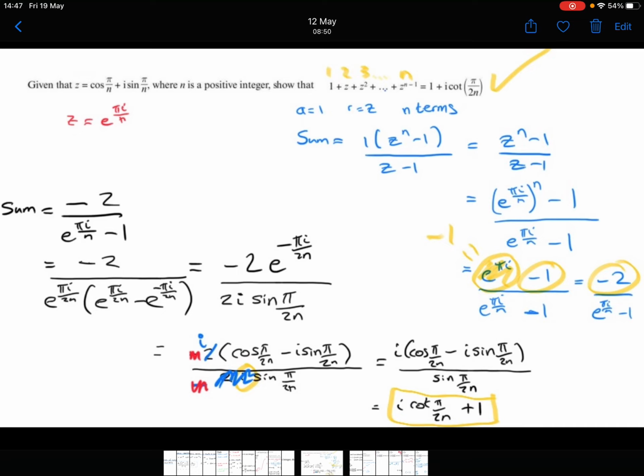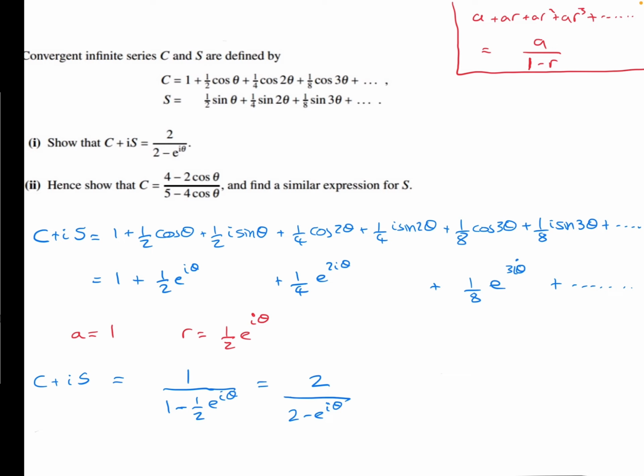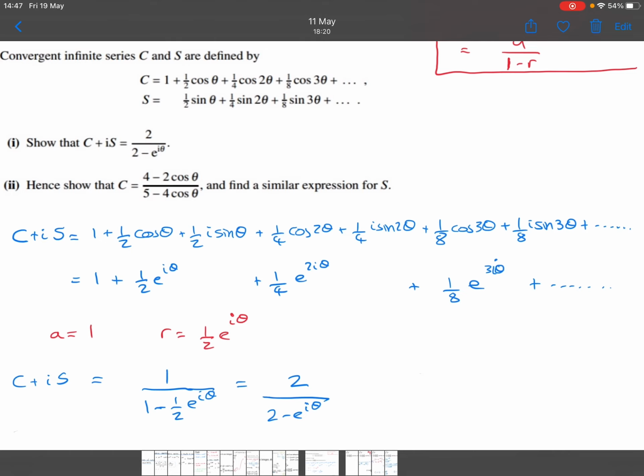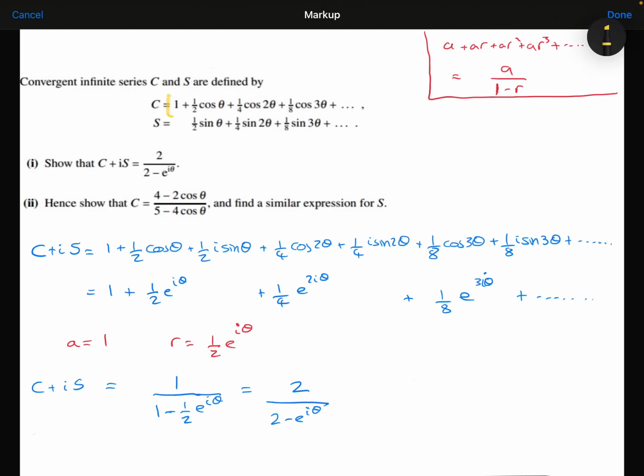One more example to do, which is this one here. Now notice this is a convergent infinite series, C and S being defined as such. So here is the first part of this question, where we are showing that C plus iS, so this series here plus i times this series, is equal to 2 over 2 minus e to the i theta.